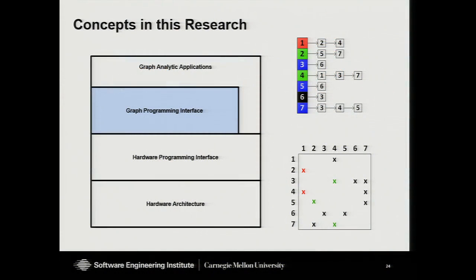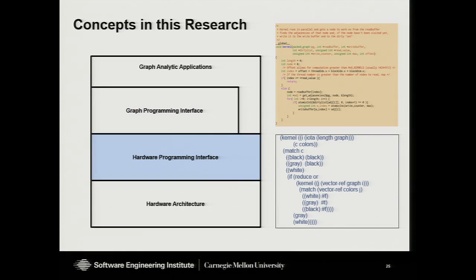Graph programming interface. This is how the developer interacts with the graph. Again, I talked about an adjacency list. Programming graphs for an adjacency list is very different than programming for graphs in a matrix. So you end up using linear algebra and BLAS types of things.